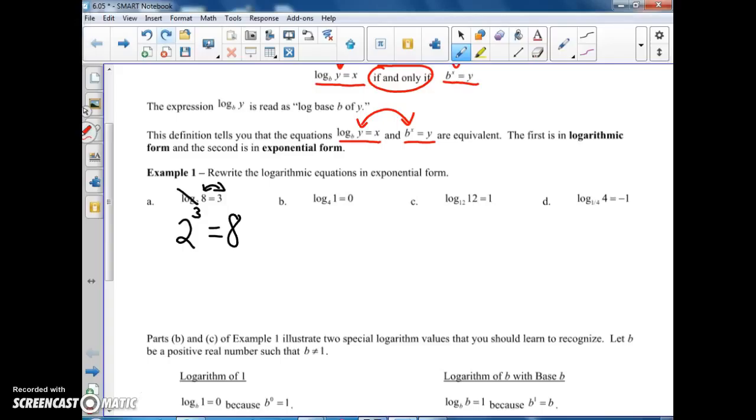Now here's my question. Is that a true statement? Is 2 to the third power equals 8? Yes, of course. 2 times 2 times 2 is 8. So that's a good statement. We'll put a check mark on it. Makes sense.